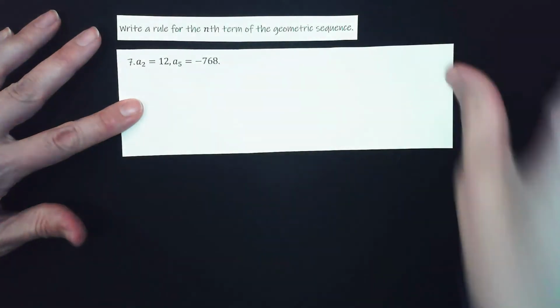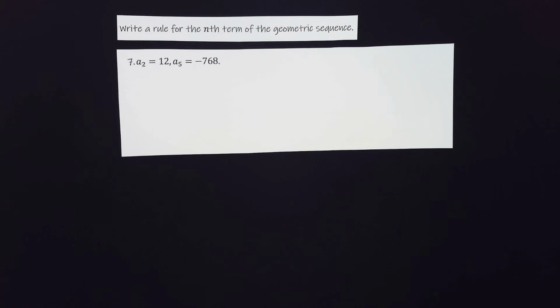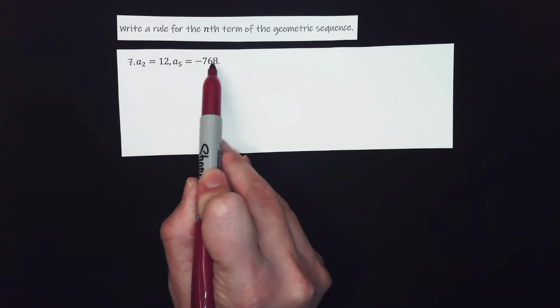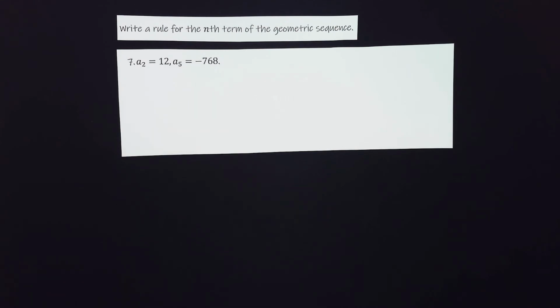Alright, so we're going to write a rule. We're going to start on number 7 here. I'm going to hope I have enough room, I just write kind of big. So, we have the second term being 12, and the fifth term in the sequence will be negative 768.